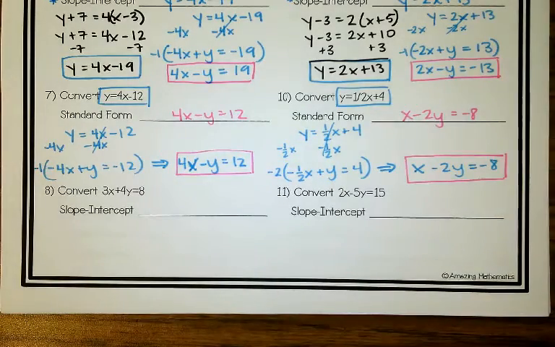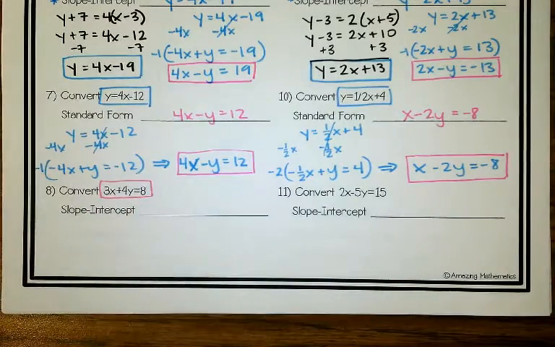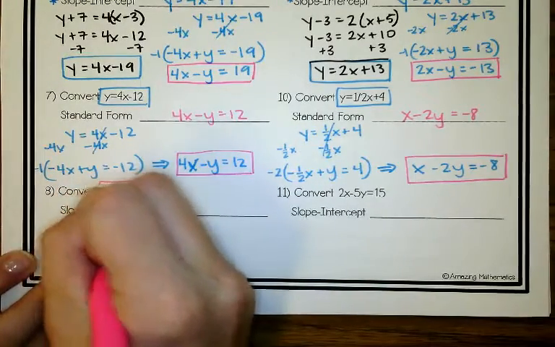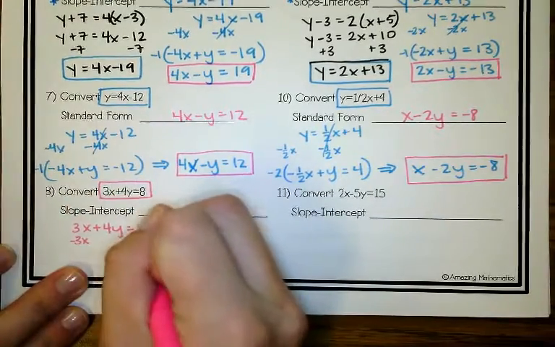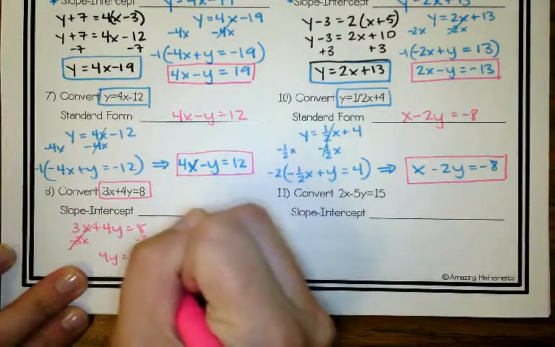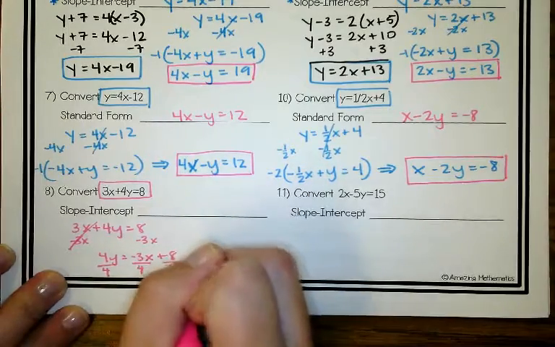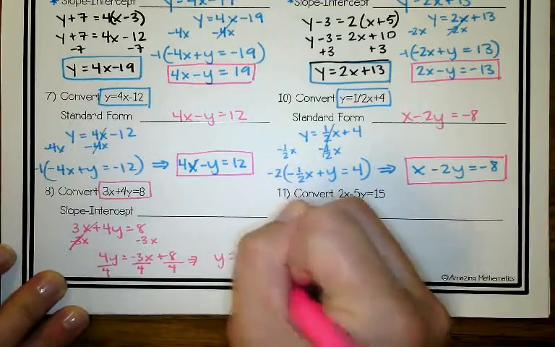So we are now, what form are we starting in? Standard, and we want to get into slope-intercept. We did a lot of this over in our last unit, okay? So we are going to say, okay, 3x plus 4y equals 8. So we are going to subtract 3x from both sides. And we are going to have 4y equals negative 3x plus 8. Divide everything by 4. And we are left with y is equal to negative 3/4 x plus 2.